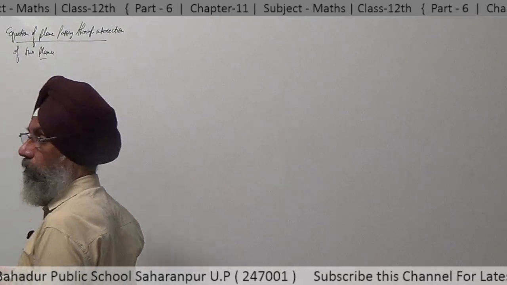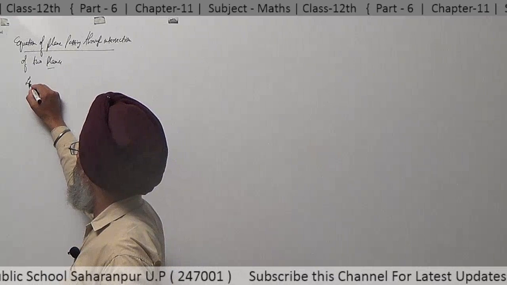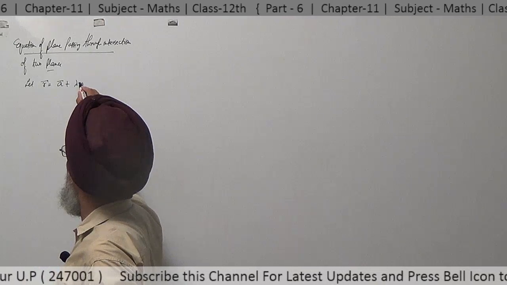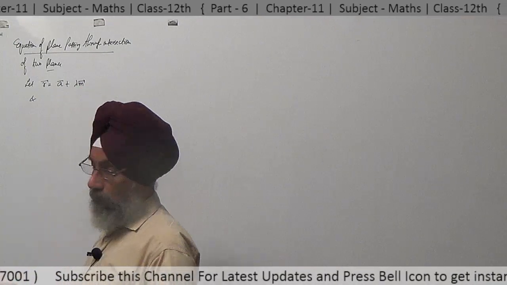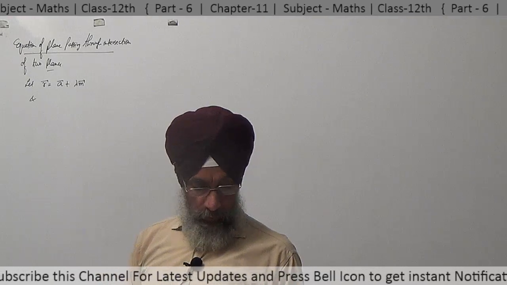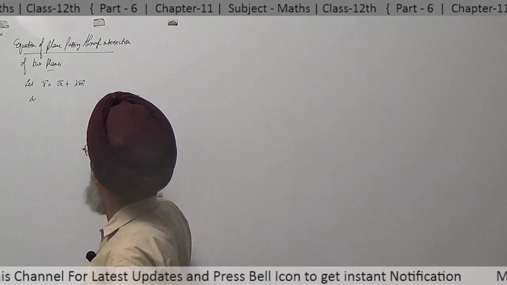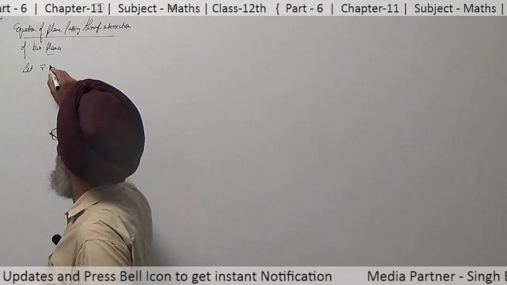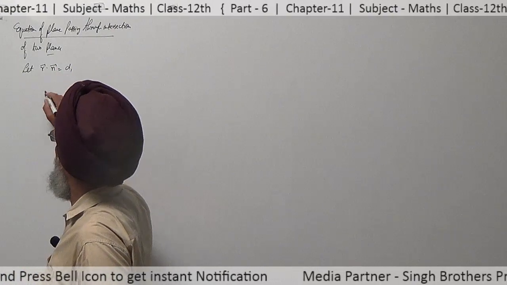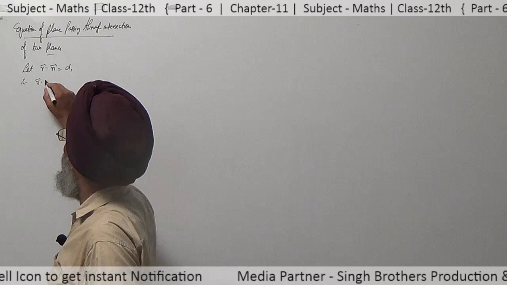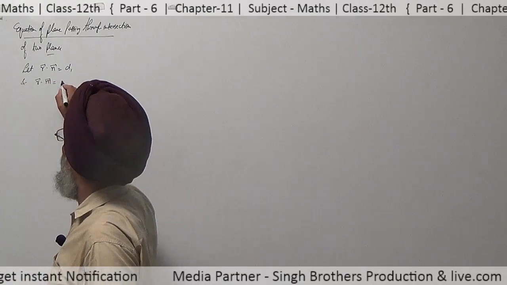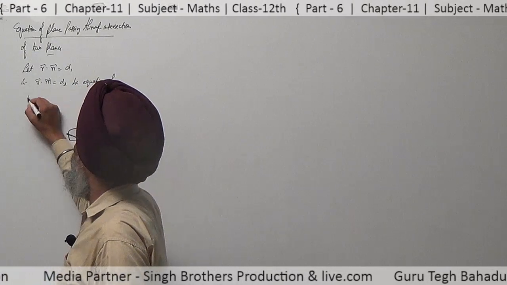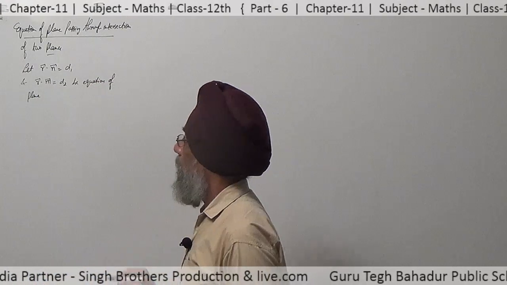If we take it in the vector form, let r is equal to a plus lambda m. I take it, this is the equation of a line, not a plane. I have written the line equation. Now let r dot n is equal to d1 and r dot m is equal to d2 be the equations of planes given to us.